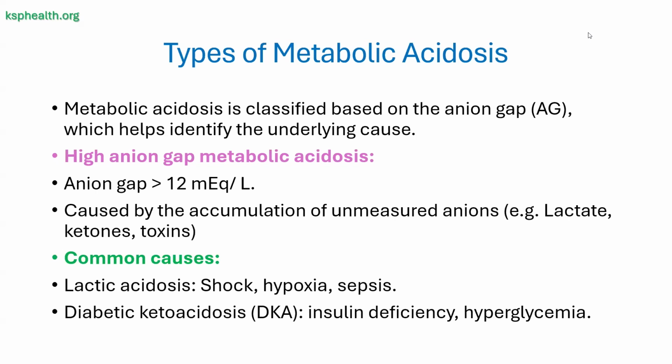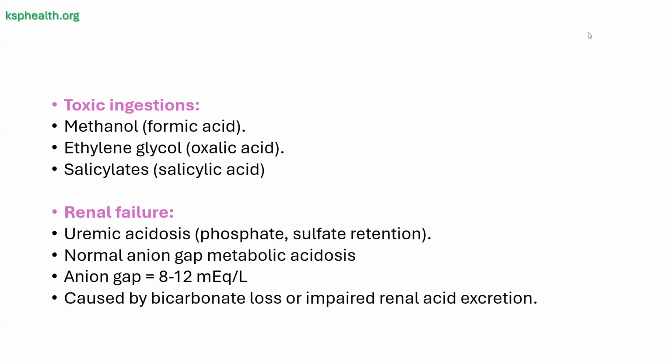Anion gap, high anion gap is above 12, and normal anion gap is between 8 to 12. It's caused by accumulation of unmeasured anions, lactate, ketones, or toxins. The common causes are lactic acidosis, resulting from shock, hypoxia, sepsis; diabetic ketoacidosis as a result of insulin deficiency and hyperglycemia; toxic ingestions like methanol, ethylene glycol, salicylic acid. In those three toxins, there is accumulation of formic acid, oxalic acid, and salicylic acid.